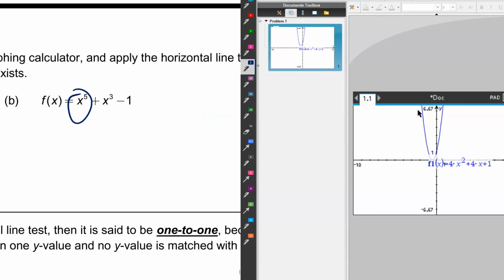We know what the end behavior is going to be. We know it's going to be facing opposite directions, but is it actually going to pass the horizontal line test? Let's see. We don't know. Some people say yes, some people say no. Okay, let's see. Do I know the answer? Yes, I do.